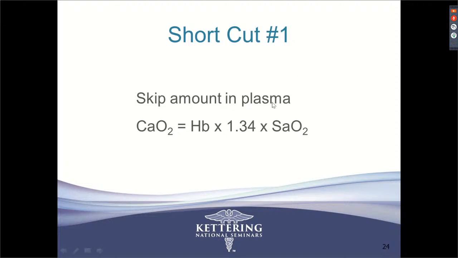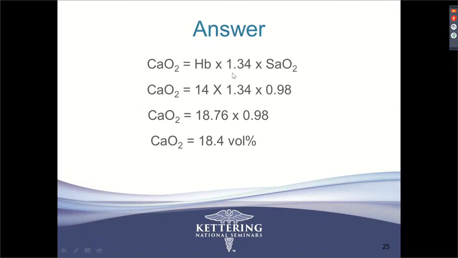What you're going to do is skip the amount of plasma. In other words, this piece that you added over here, PO2 times 0.003, you're just not going to do that because it's such a very small number. It doesn't change the overall answer that much, right? So what you'll do is take the hemoglobin, multiply it times 1.34 and then times the saturation. Whenever you do that, you come up with 18.4, which is very close to 18.7 in the last calculation, and that's close enough for you to get the answer correct.